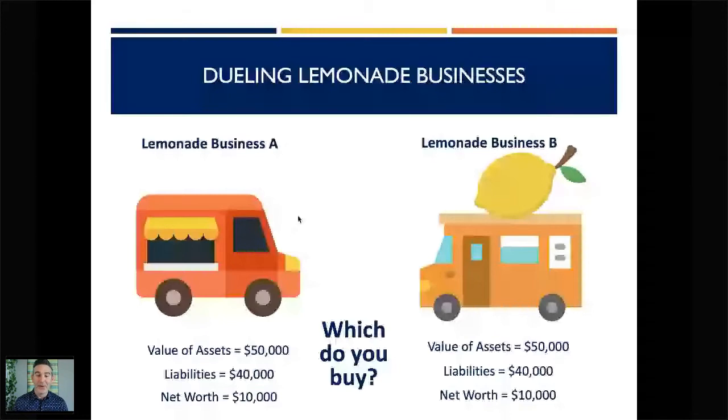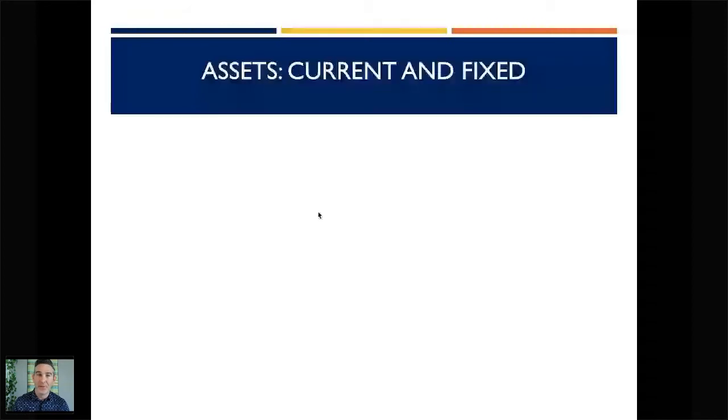Okay, so the reason I bring this up is that just looking at these two pieces of information, we can't really make a decision. Obviously, the lemon would be the deciding factor, but just based on the numbers, we don't really know. So we're going to have to do a deeper dive on assets and liabilities to really understand what's going on here. So let's go ahead and do that.